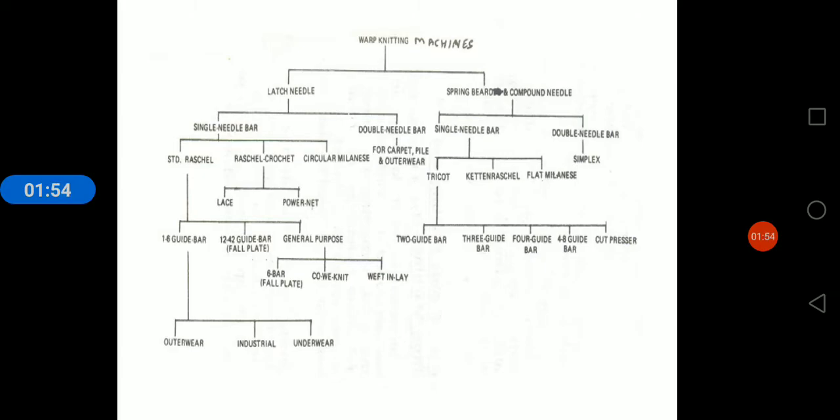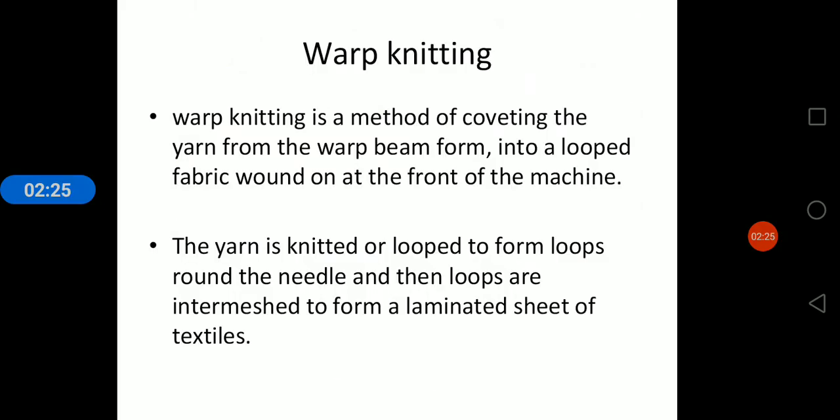In raschel, guide bars are used: one to eight guide bars, and twelve to forty-two guide bars, and general purpose also. And single needle bars with two guide bars, three guide bars, four guide bars, outerwear, general purpose six bars, curtain net, and seven to eight guide bars for outerwear, industrial wear and underwear also. In this way we have to remember the warp knitting machine classification.